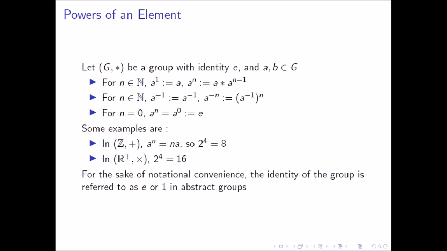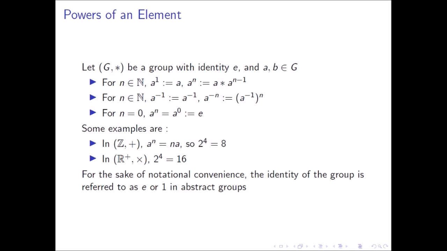In Z comma plus, the additive group of integers, a power n, as I said, is basically n times a. You're adding a n times. And you can check it from the operation. So 2 power 4, though it looks like 16, in the additive group of integers is basically 8 because it's 4 times 2. In R plus, the positive real numbers with multiplication, 2 power 4 means the standard thing, it's 16.